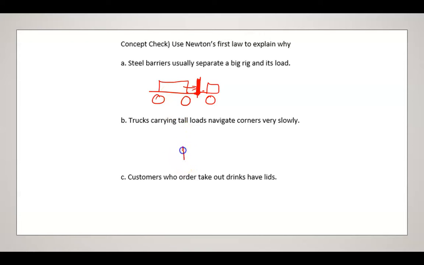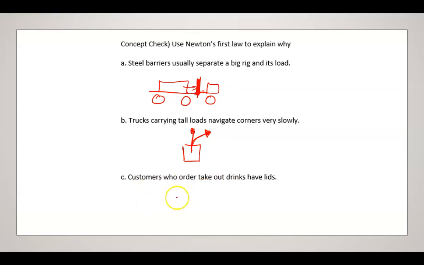We take corners very slowly so that the object does not tend to fly off and continue to go straight. The friction between it and the load behind will be enough to keep it on.